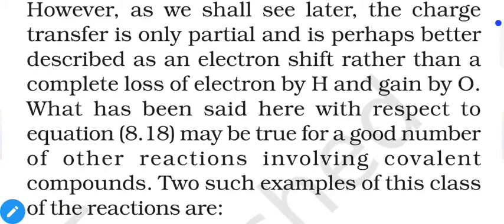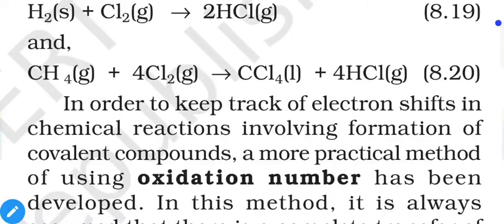That means the electrons of hydrogen will comparatively stay closer to oxygen. In the case of NaCl, sodium loses an electron to the chlorine, but in this case, hydrogen actually does not lose an electron to the oxygen. So what has been said here with respect to equation 8.18 may be true for a good number of reactions involving covalent compounds, and two such examples of this class of reactions are as follows. H2 plus Cl2 produces HCl, and methane and chlorine produce carbon tetrachloride and HCl.